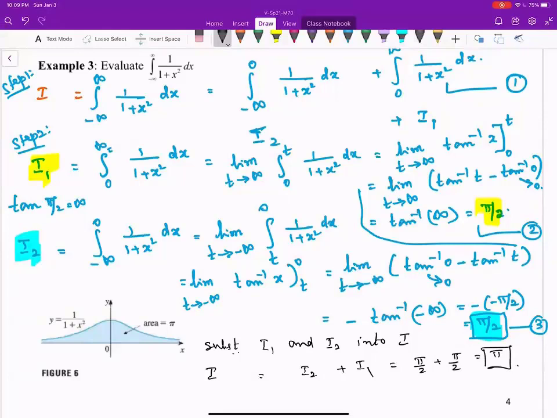Now if you notice, the graph of 1 over 1 plus x squared looks like this, and you are determining the area from negative infinity through positive infinity. Even though the area looks as if it's infinite, it is not. The value of the integral turns out to be pi, so the area under this graph is finite. Hope this video helps.